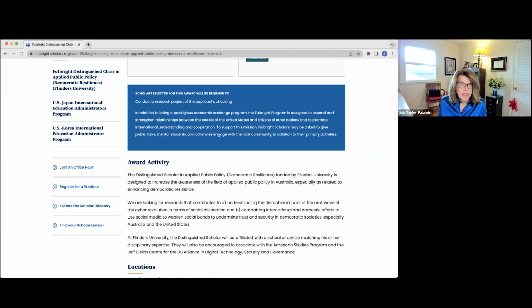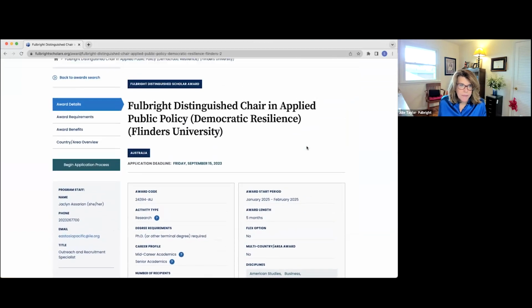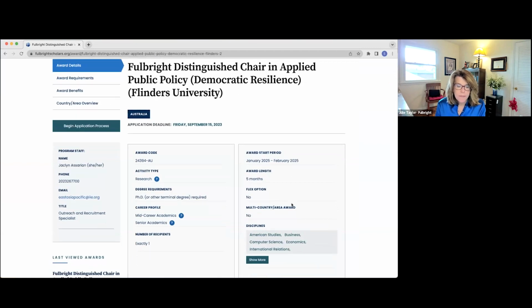So going back up to the top of the award, let's stop here. So this is just a summary of the award, very quick for you. The award length is 5 months, so it's 1 semester. And it's open to mid-career and senior academics. And if you could scroll down.